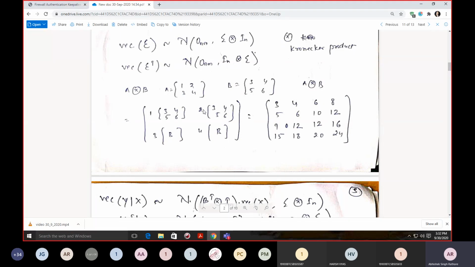We can proceed like 2 into 3, so we are getting again 6, and 2 into 4, so we are getting 8, and again 2 into 5, so this is 10, and 2 into 6, this is 12. Fine. Is it fine?